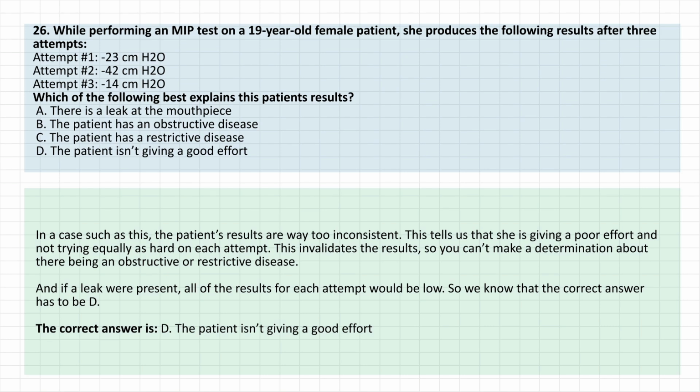In a case such as this, the patient's results are way too inconsistent. This tells us that she is giving a poor effort and not trying equally as hard on each attempt. This invalidates the results, so you can't make a determination about there being an obstructive or restrictive disease. And if a leak were present, all of the results for each attempt would be low. So we know that the correct answer has to be D. The patient isn't giving a good effort.